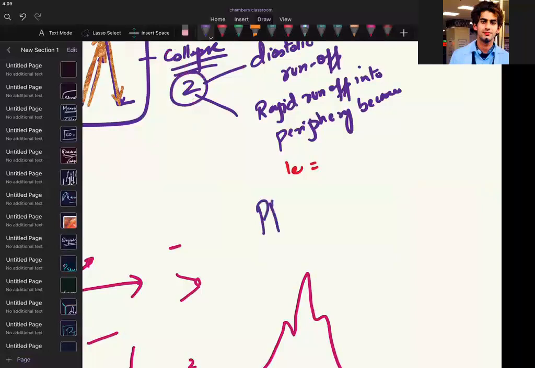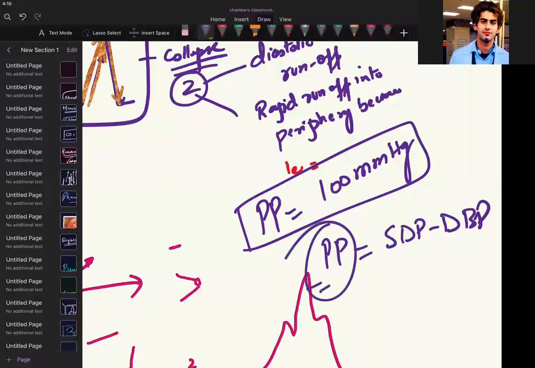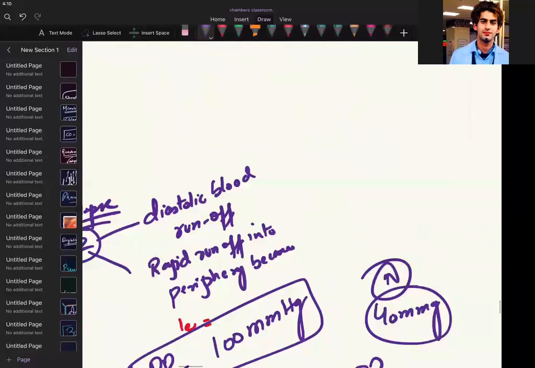Pulse pressure will be very high. It has been seen around 100 mmHg. Very high pulse pressure. What is pulse pressure? Difference between systolic and diastolic. I hope you now remember diastolic BP. And if you are decreasing one, you will be having more pulse pressure. What was the normal pulse pressure? 40 mmHg was the normal pulse pressure. But you will be having a very high. I hope you are understanding.